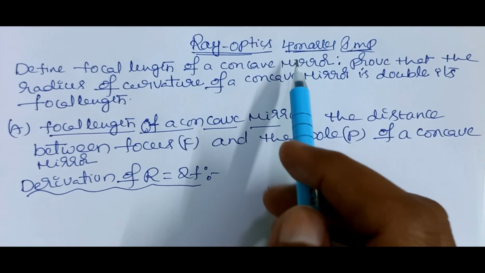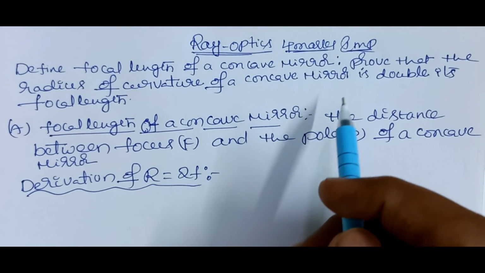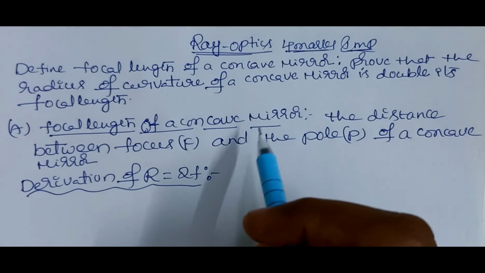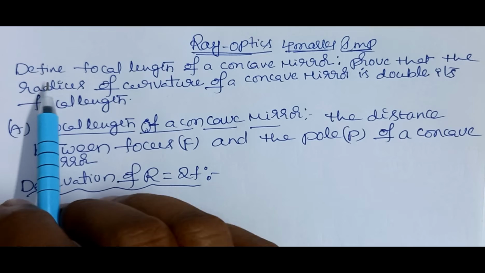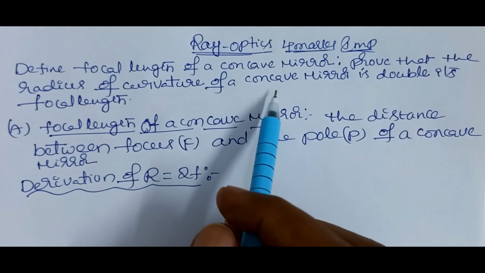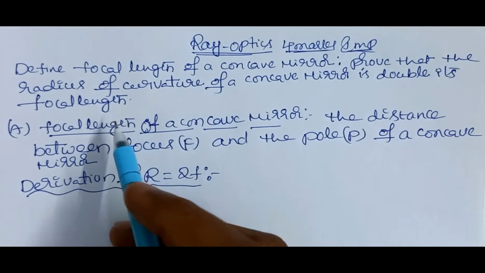Ray optics, 4 marks important question, intermediate second year physics. So the question is: define focal length of a concave mirror, and prove that the radius of curvature of a concave mirror is double its focal length.